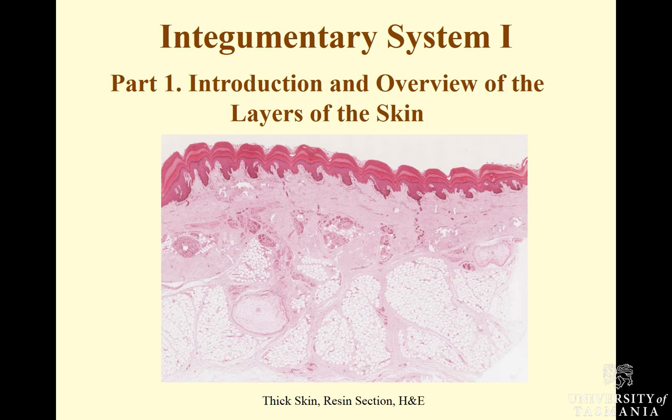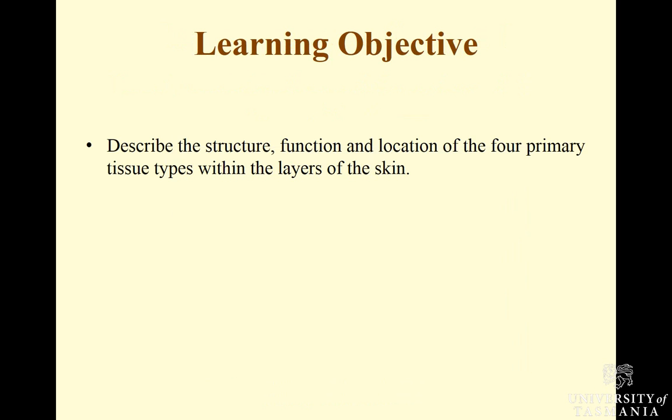Hi and welcome to the first lecture on the integumentary system. This is part 1, looking at the introduction and overview of the layers of the skin. The learning objective for this section is describe the structure and function of the 4 primary tissue types within the layers of the skin.